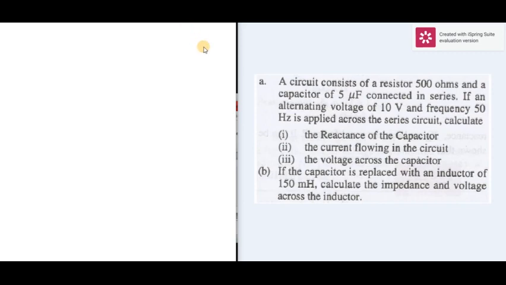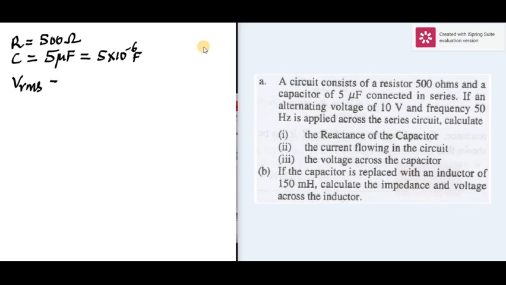The information in this question: we have the resistance, which is given as 500 ohms. Capacitance of the capacitor is 5 microfarad. We have to convert this to the SI unit, that is 5 times 10 to the power minus 6 farad. Root mean square voltage of the source is 10 volts. Frequency 50 Hz.